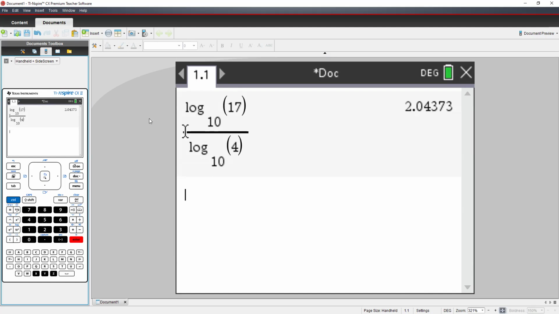Now, check this out. If I just straight up do control log and I type in what it asked me to evaluate, 4 and 17, you get the same answer. So when the question is asking you to evaluate, technically you can just do this. But if it ever asks you to rewrite it using the change of base formula, then this would be the answer. So just make sure you understand the change of base formula, but to evaluate, it's just as easy to type it in.